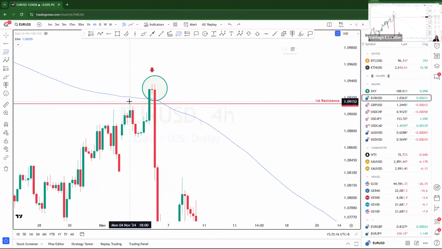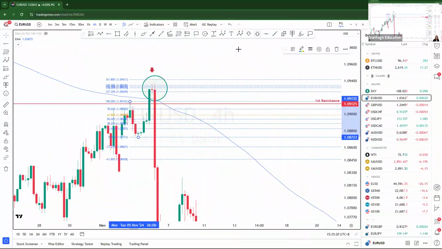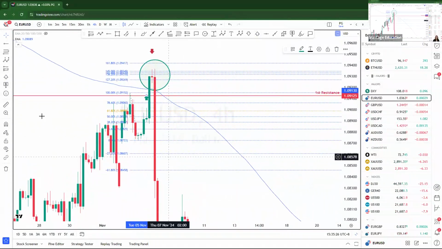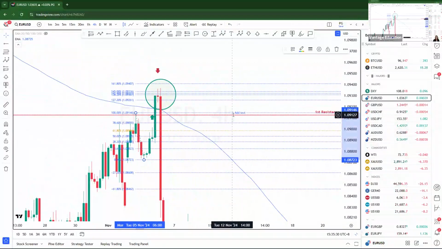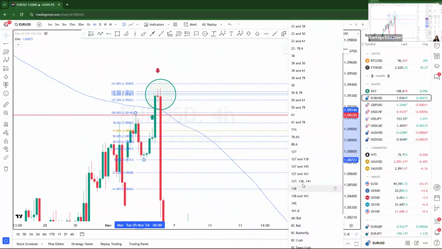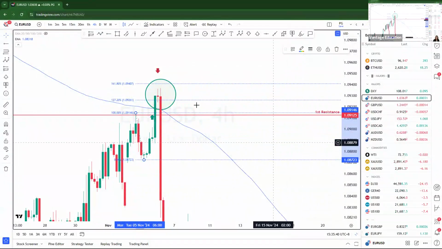Okay, you need to use the extension. For example, okay, I sell here. I sell here, and now it seems like price breaks above this resistance level. But what is the next one? So I will use my extension. I'm using two numbers, 127 and 161.8, for my extension.